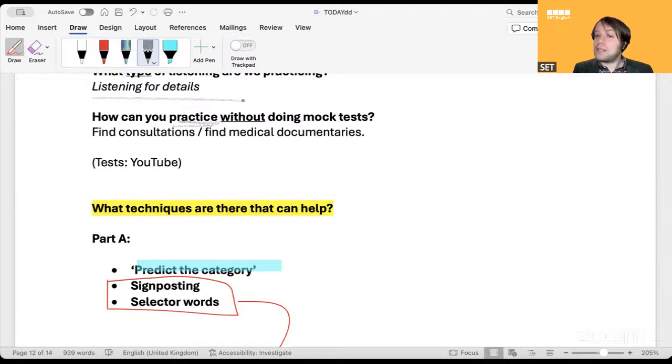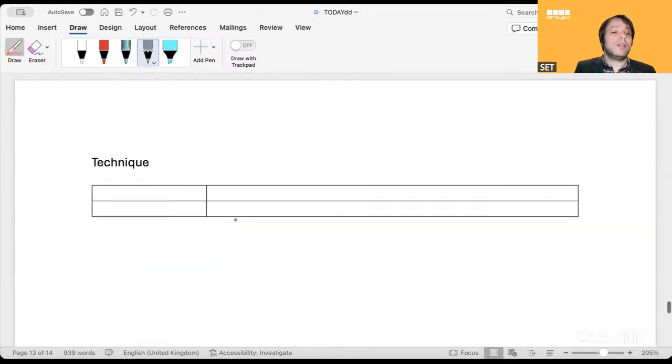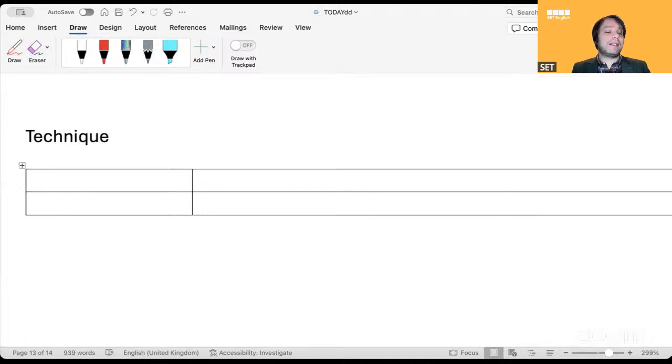Okay, signposts and selectors. I'm going to choose maybe Yasemin again, or Tugba. Sukaina, do you have any idea what we mean by signpost?